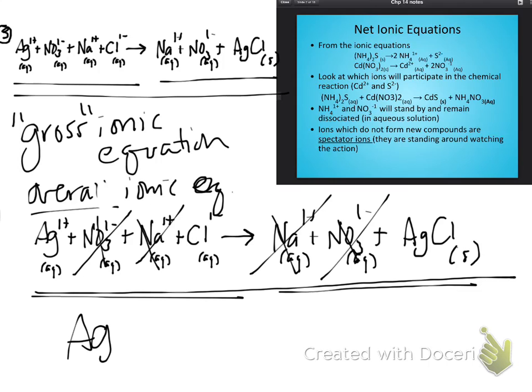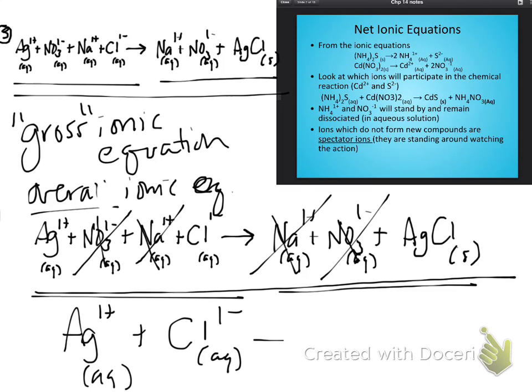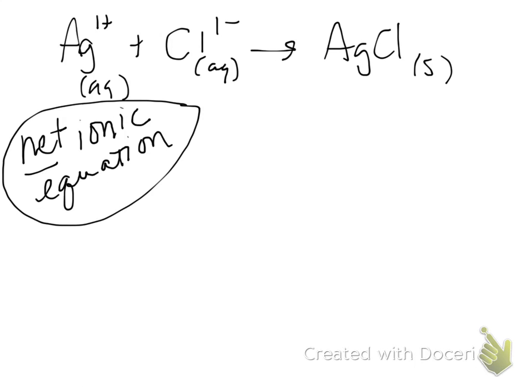So we get silver, aqueous, 1 plus, chloride, 1 minus, aqueous, forming AgCl, solid. That is a net ionic equation. Okay, this is your net ionic equation. This is the final step. So this shows you that silver and chloride ions are participating in this equation. Everybody else didn't do a thing. They get crossed out. So it's a 4-step process.